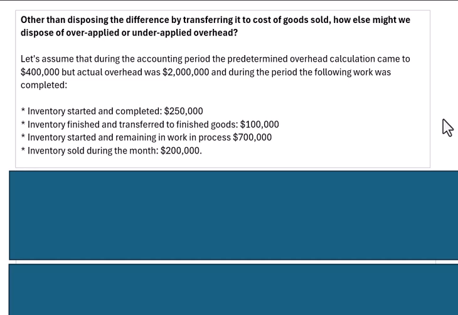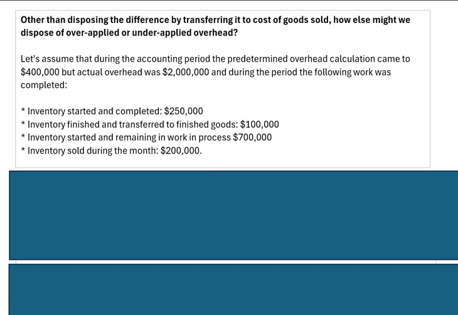Now, they give us four pieces of information. The inventory that was started and completed was $250,000. Our accounting records track this, okay? The inventory that was finished and transferred to finished goods was $100,000. The inventory started and remaining in work in process was $700,000, and the inventory sold during the month was $200,000. And all of this is kept in the accounting modules, right? We might even find this information in the general ledger if it's all integrated.